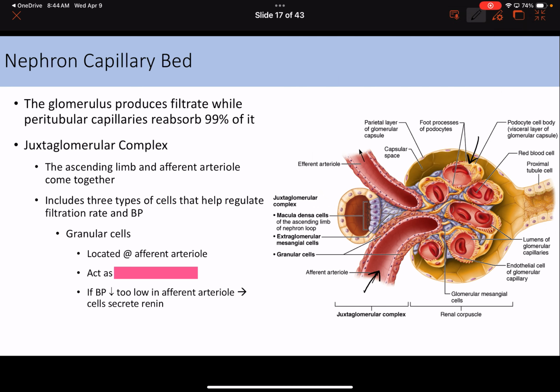And it's detecting blood pressure. So what kind of receptor does it act as if it's detecting stretch caused by blood pressure? Mechanoreceptors. So even though they're detecting blood pressure, they're not detecting that pressure specifically. What they're really detecting is the amount of stretch that's caused by that blood pressure. So if blood pressure is too low in that afferent arteriole, these granular cells are the ones that are releasing that renin.